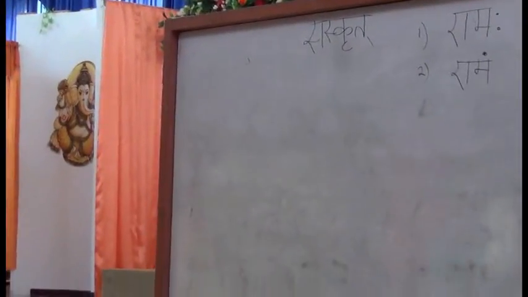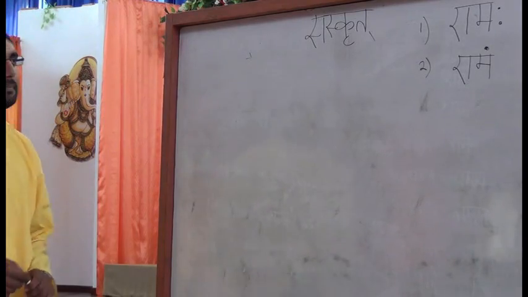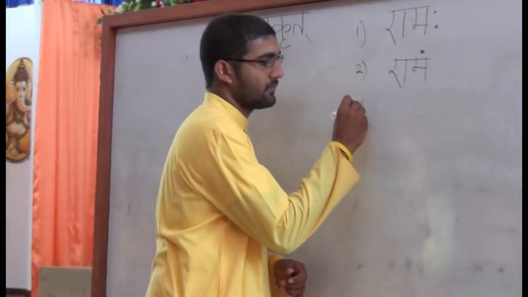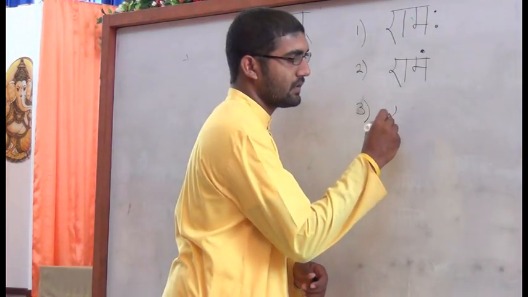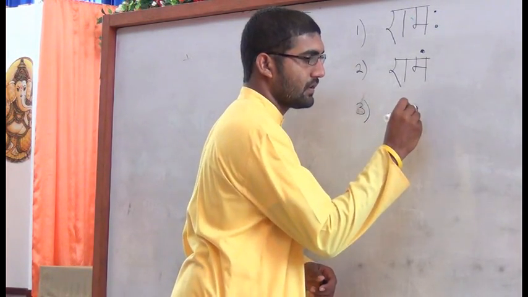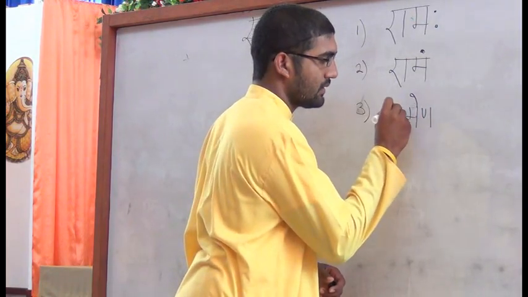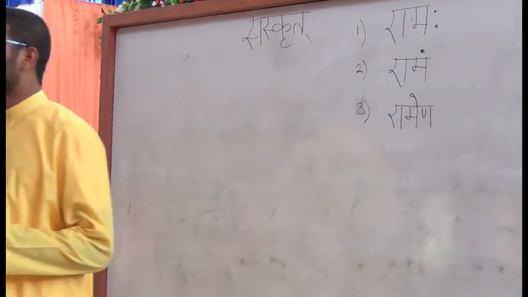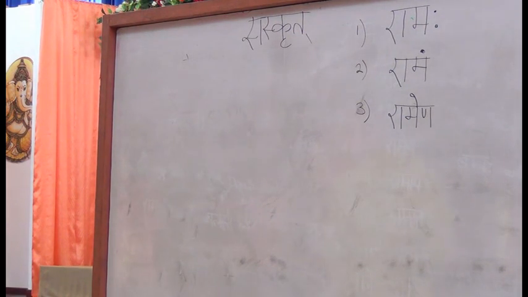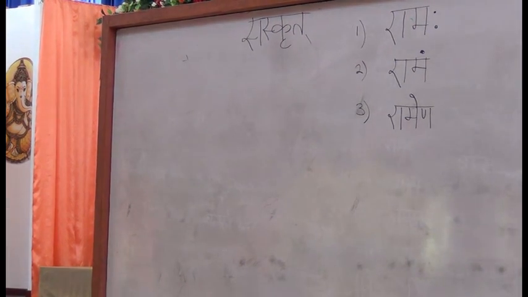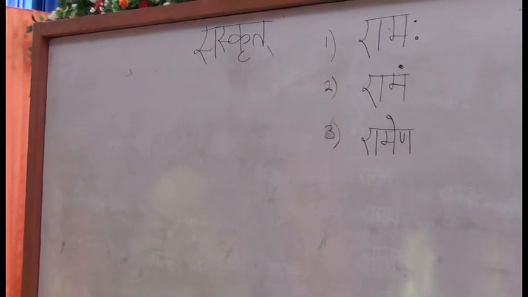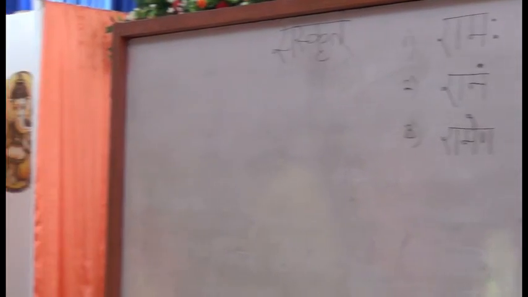Right? So we have Rama, Ramam, case 3, Ramena. That is the instrumental case. What are the notes for the instrumental case? Read your notes from the last class. Read loudly.